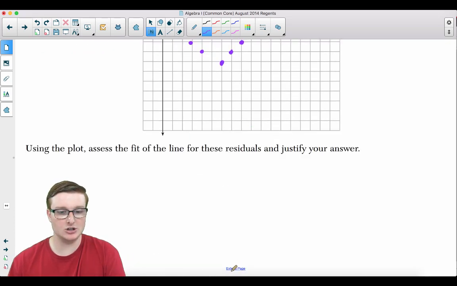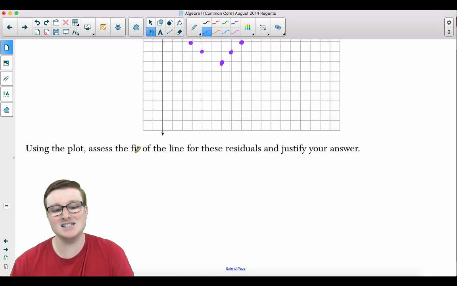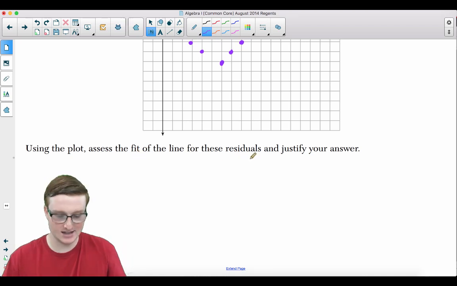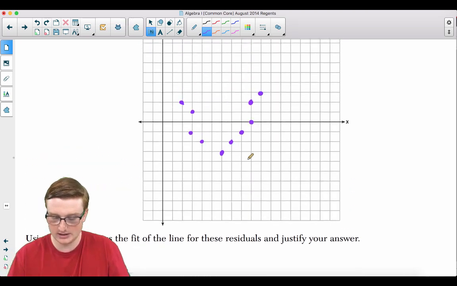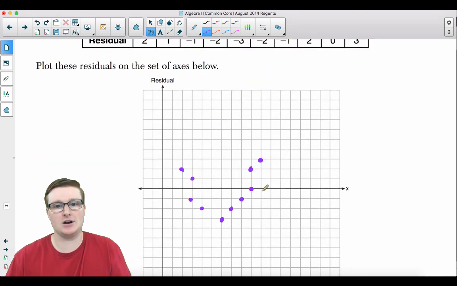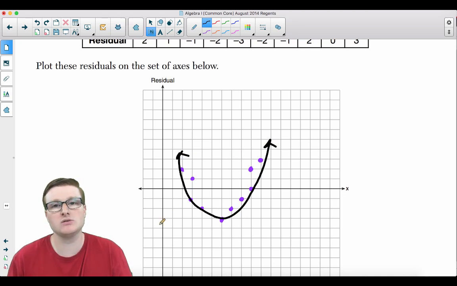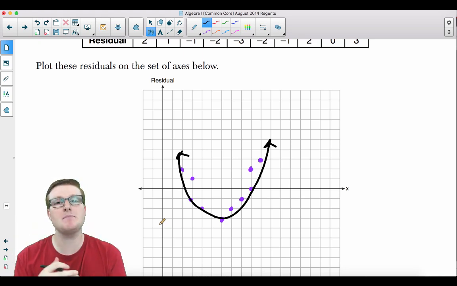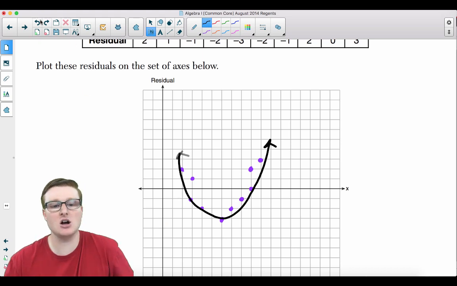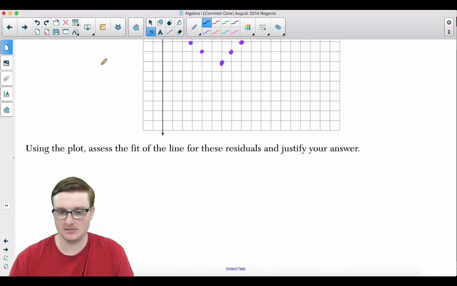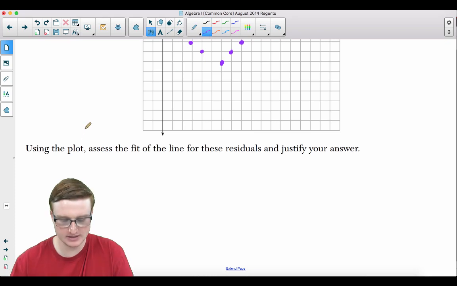But now it says here, using the plot, assess the fit of the line for these residuals and justify your answer. So, look, this is a pattern. Now, the pattern is U-shaped, okay? In order for a residual to have a good line of best fit, the residuals have to be scattered, okay? If there's a pattern forming, it's not a good line for best fit. So we're going to say this.